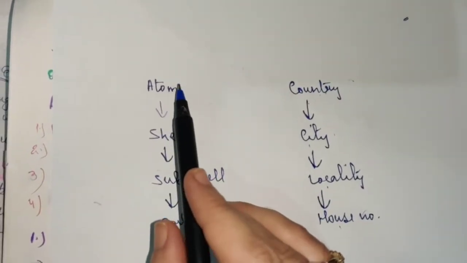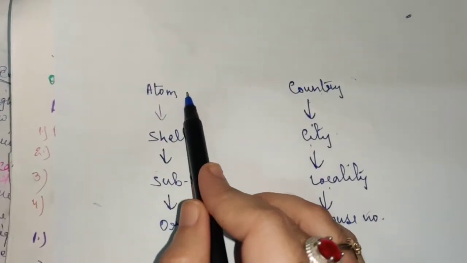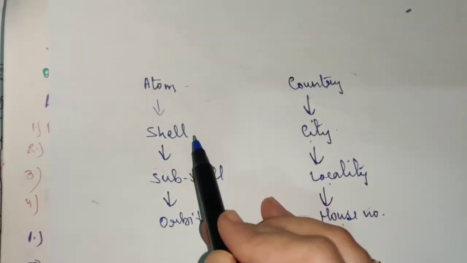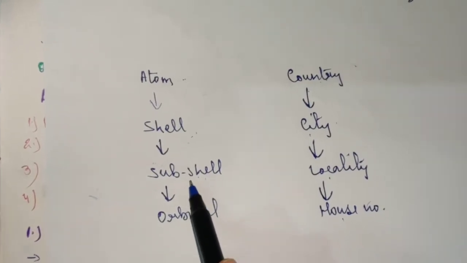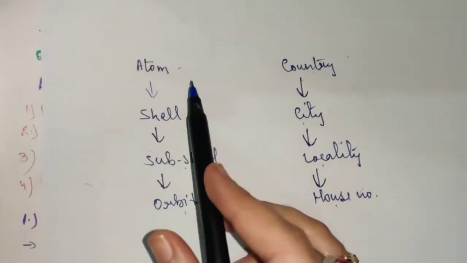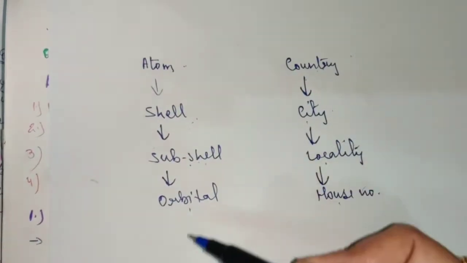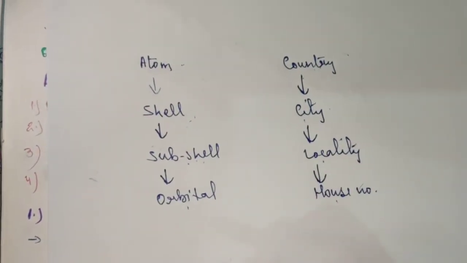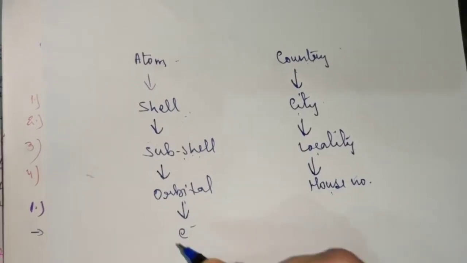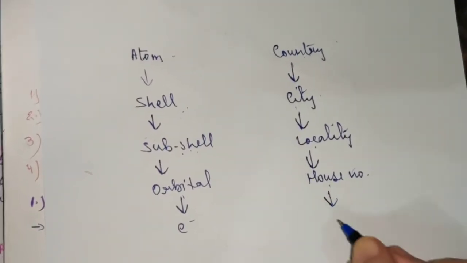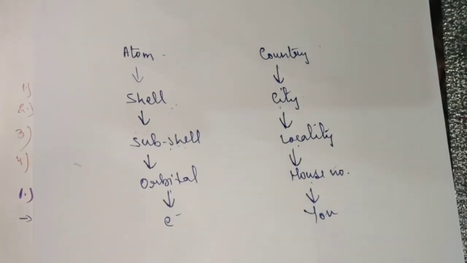Similarly, when you have to locate an electron, what will you do? You'll first find the atom, then reach the shell, and inside the shell will be the subshell, and inside the subshell will be the orbital. This is the order that you need to follow in order to locate an electron. Inside the orbital is the electron, and inside the house is you. Okay, so I hope it is clear.